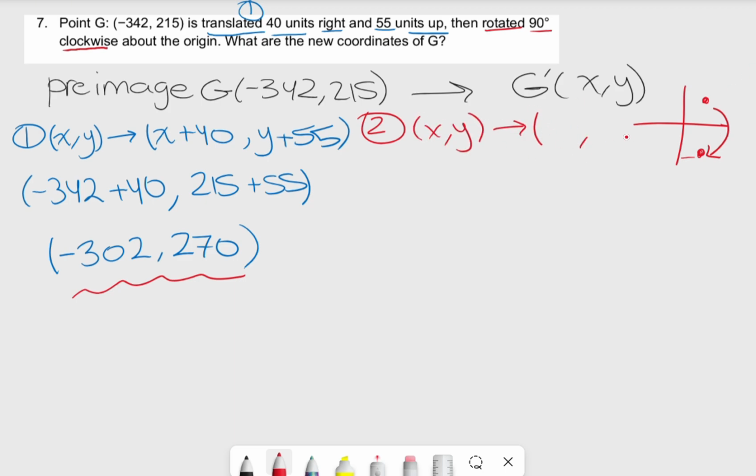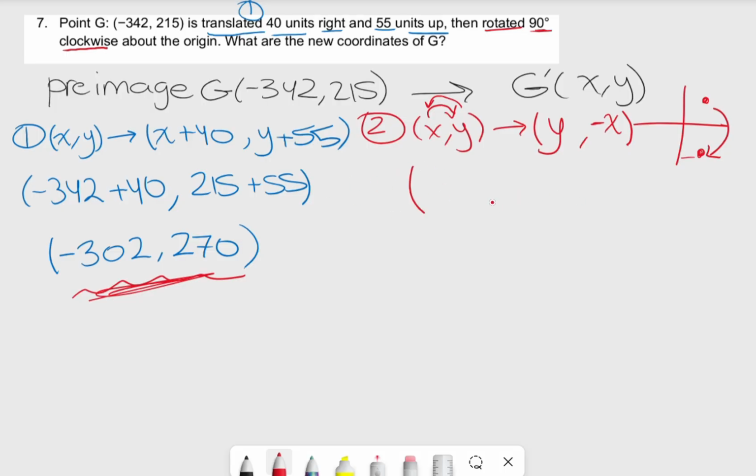So I keep these blank and I just put the negative in the Y axis. Now I know that for rotations, what you usually do is switch these and these, Y and X. This is the rule for the 90 degree clockwise rotation about the origin. So now we can apply this rule to this new point that we just found out.